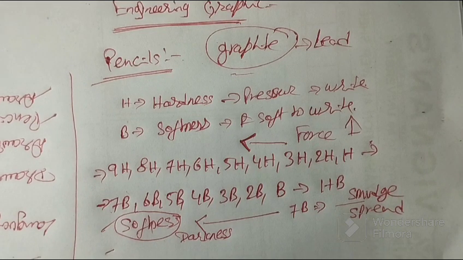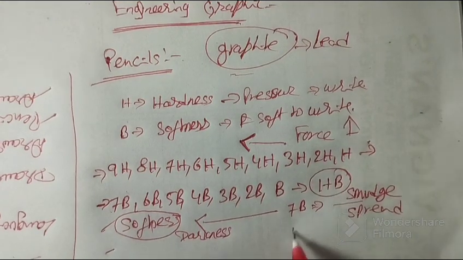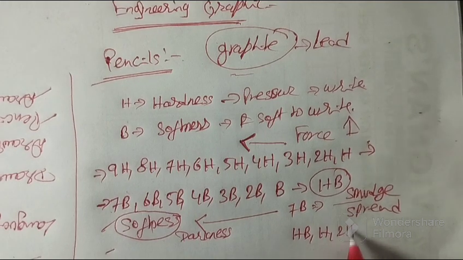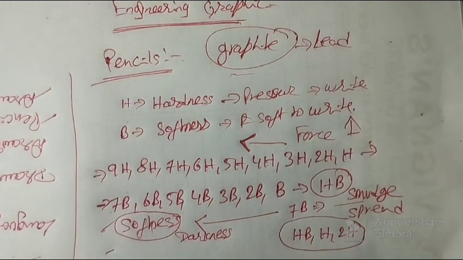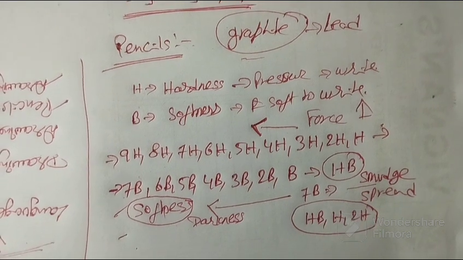Next, which type of pencil can be used? In general, everyone uses the HB pencil. We generally use HB pencils, H pencils and 2H pencils. These three pencils are generally used by anyone. Though there is no specific reason, for clarity we use only these types of pencils.